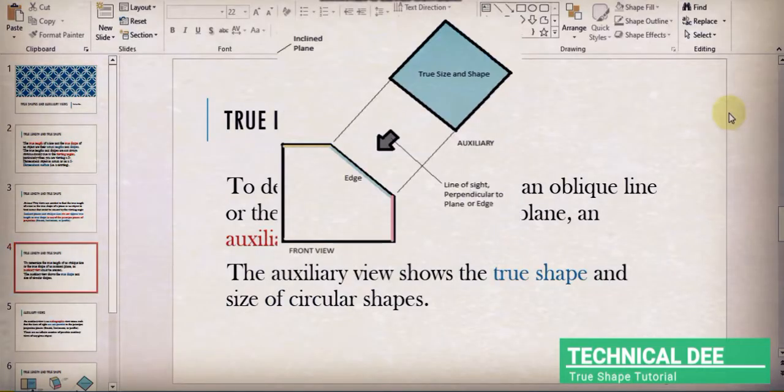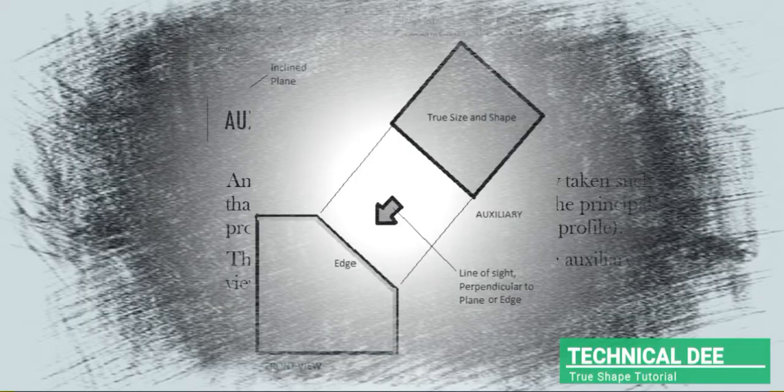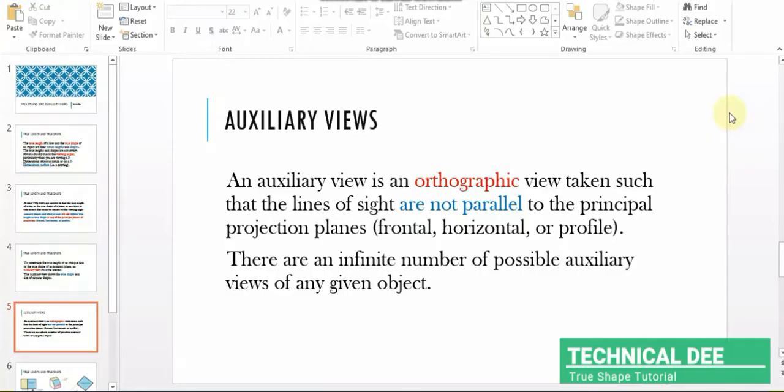Now, what's an auxiliary view? An auxiliary view is an orthographic view taken such that the lines of sight are not parallel to the principal planes of projection, as in the frontal, the horizontal, or the profile. It's an orthographic view, meaning a view at 90 degrees to a surface, taken such that the lines of sight are not parallel to the principal planes of projection. So this line of sight at 90 degrees to a surface is not parallel to any principal plane of projection or any projection line, so it stands on its own. So it is at an angle other than 90 degrees in relation to the principal planes of projection, but it's actually at an angle of 90 degrees to the face being considered. There are infinite numbers of possible auxiliary views of any given object.